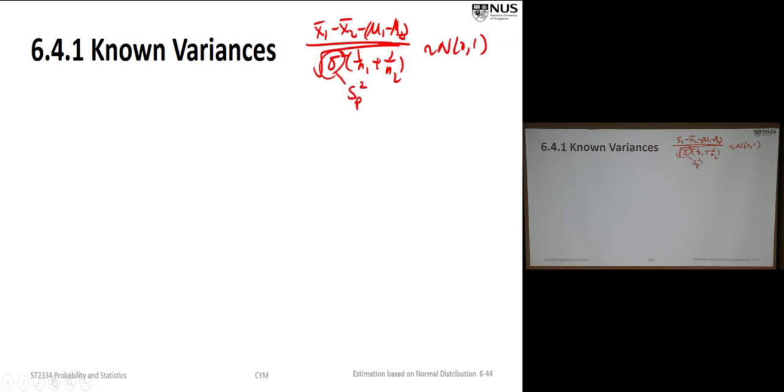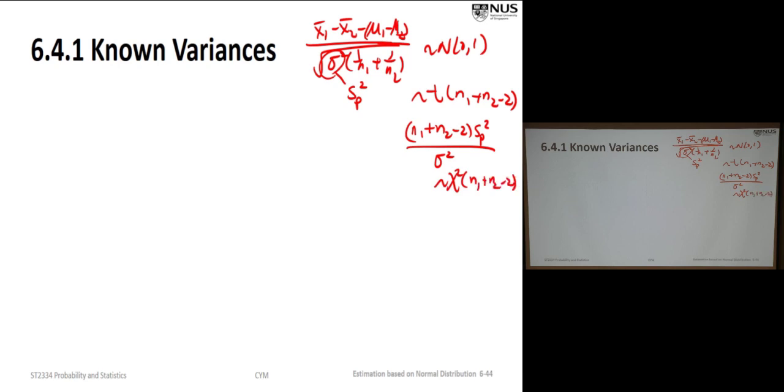Later on, I showed you, I call it SP square first. So what is the distribution then? It will be a T distribution, and the degrees of freedom is n1 plus n2 minus 2, all right? Because we can show that. You don't have to worry about it, but we can show that. I will define what SP square is. This will follow a chi-square distribution with n1 plus n2 minus 2 degrees of freedom.